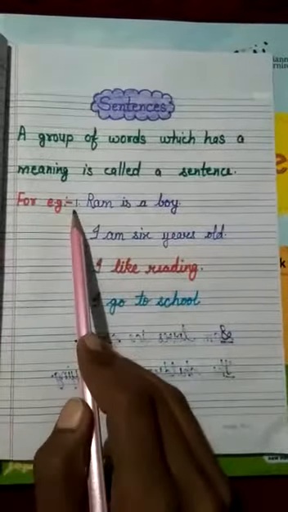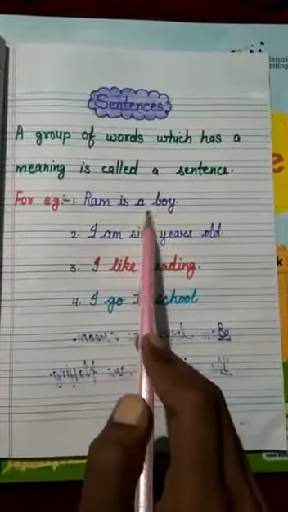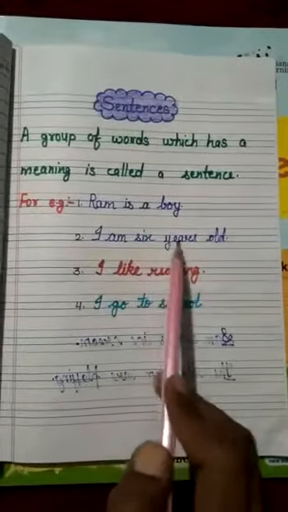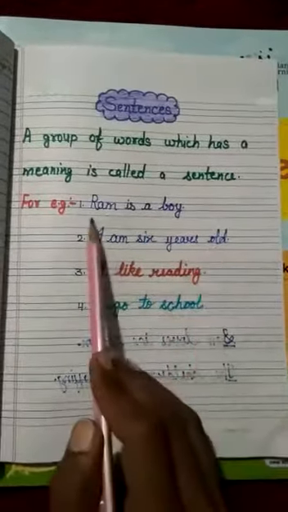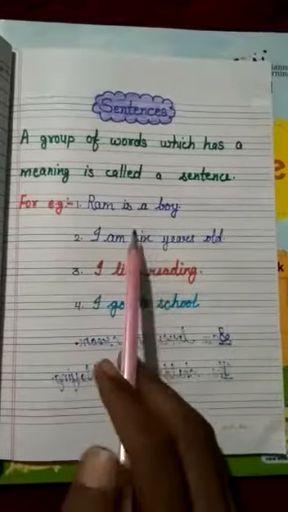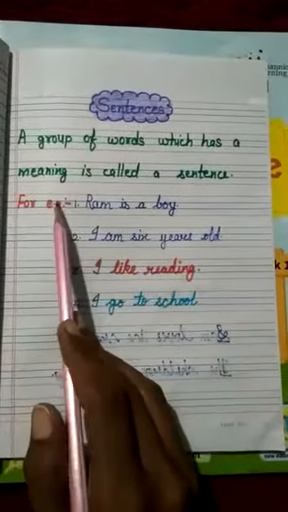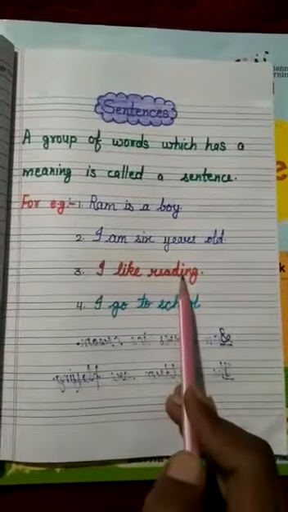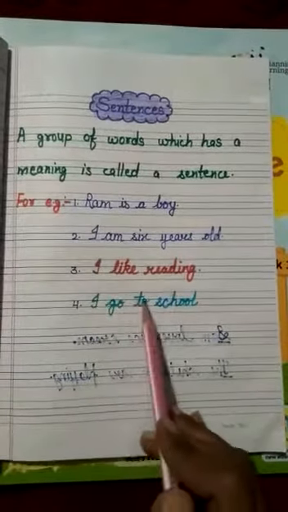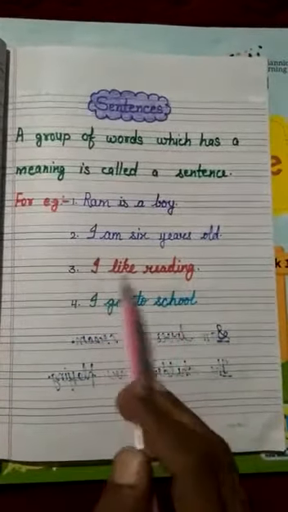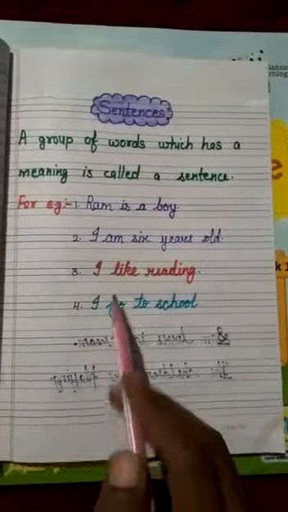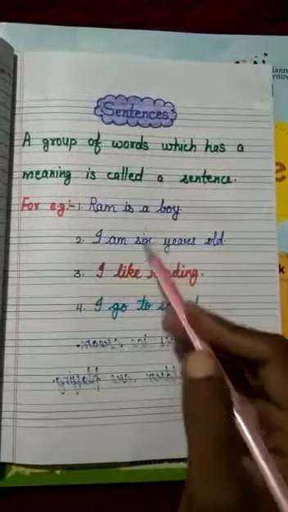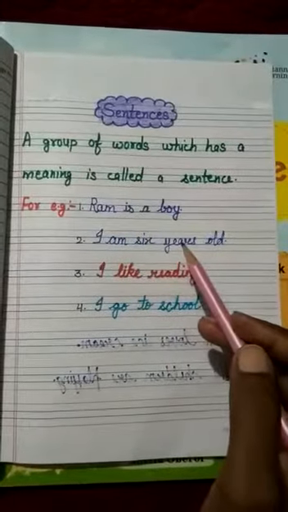For example, Ram is a boy. I am 6 years old. These groups of words give us a meaning. For example, I like reading. I go to school. So these groups of words have a meaning or make a sense. So that's why they are called sentences.